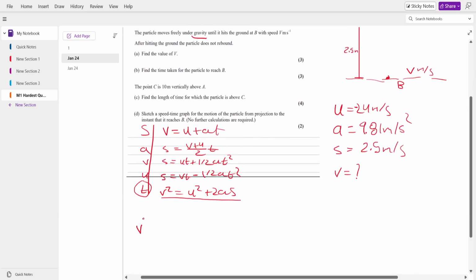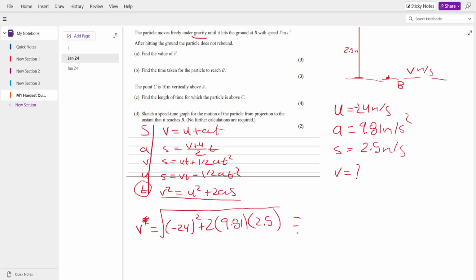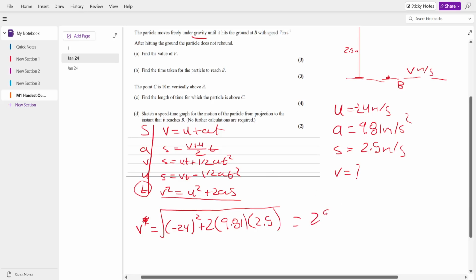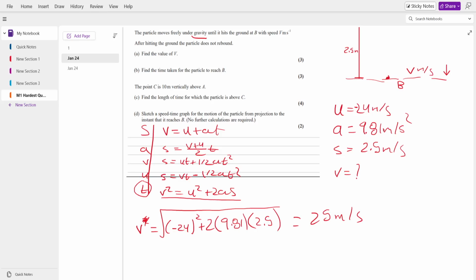So I will do the question as v squared equals u squared, which is minus 24 squared, plus 2 times acceleration, which is 9.81, times s, which is displacement, 2.5 meters. And if I want v, I will just square root all of that. The square root of 24 squared plus 2 times 9.81 times 2.5 is going to give me an answer of 25 meters per second, and it's a positive answer as expected. Positive means down, so I'd expect the velocity to be in the downwards direction, and this is the case over here.